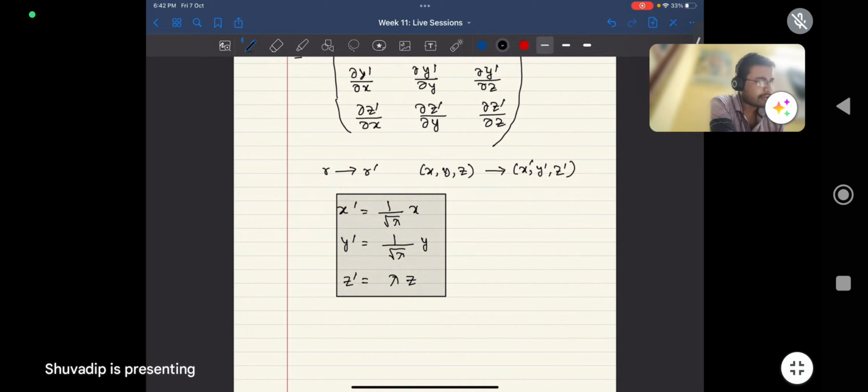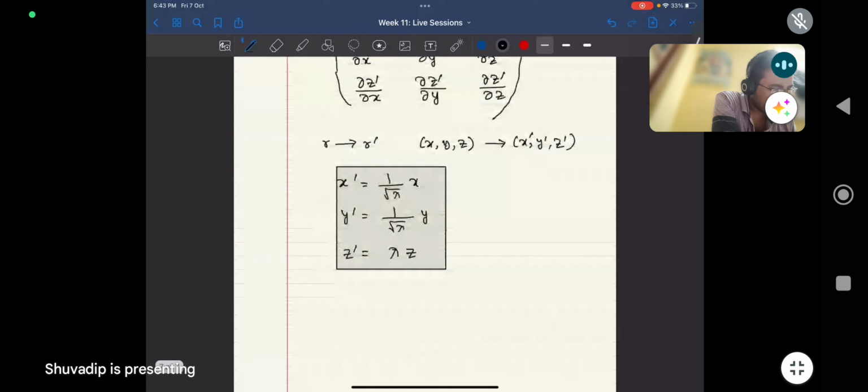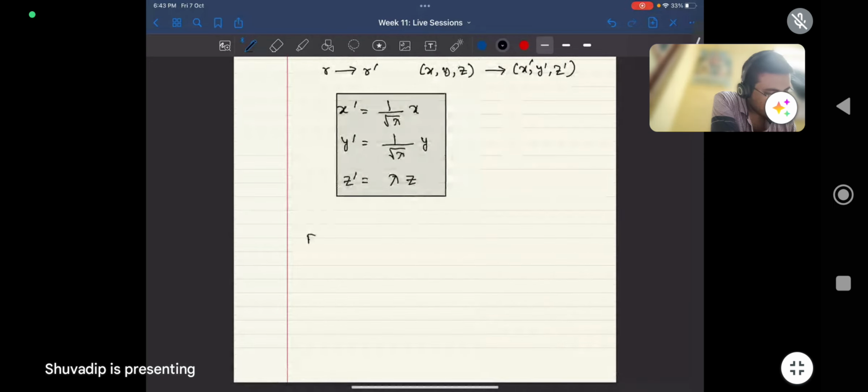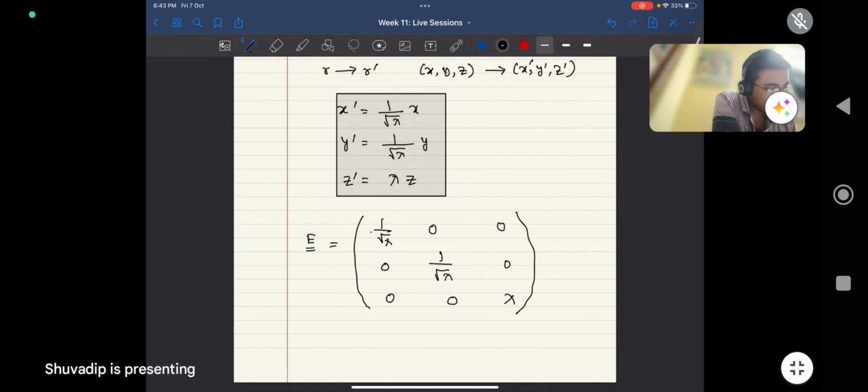Now we will use this idea to complete the matrix E. As you can see, no non-diagonal term will survive, so it will be 1 by lambda 0 0, 0 1 by root lambda 0, 0 0 lambda. So this is the deformation gradient tensor.